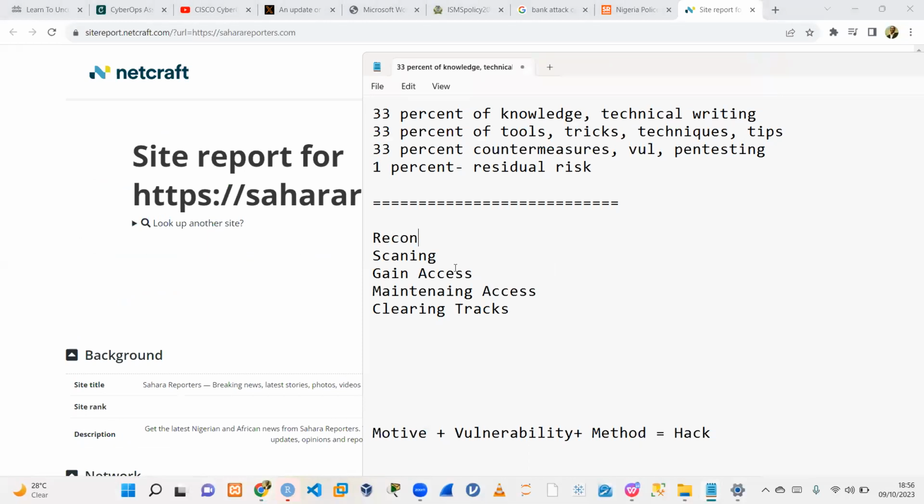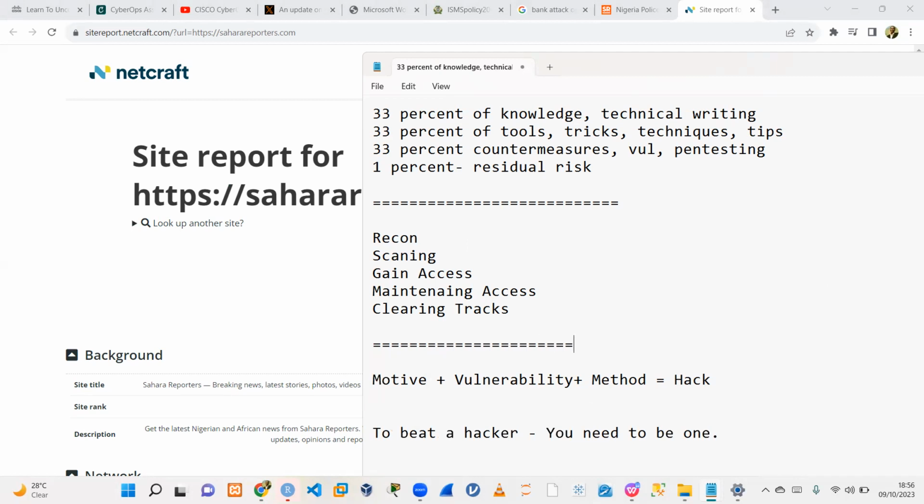So, reconnaissance and scanning. Your knowledge base is that you want to understand all of this as it pertains to this. For every attack, that is every hack, it is going to go through this process.